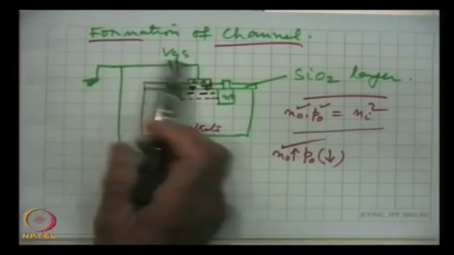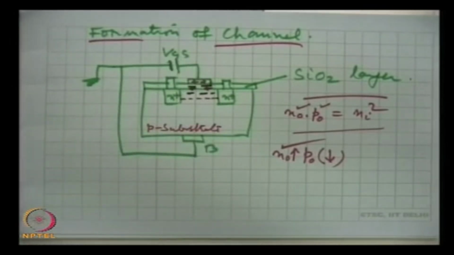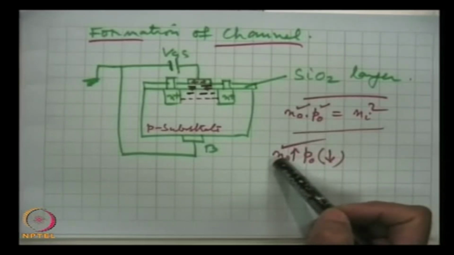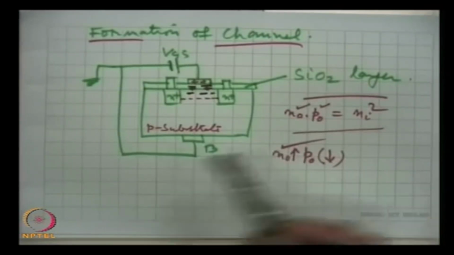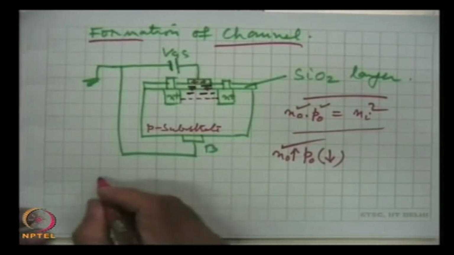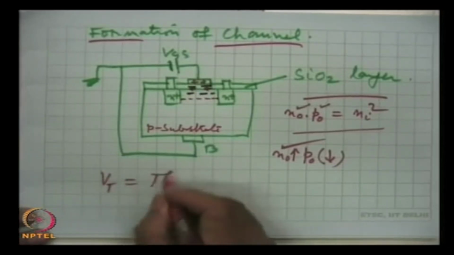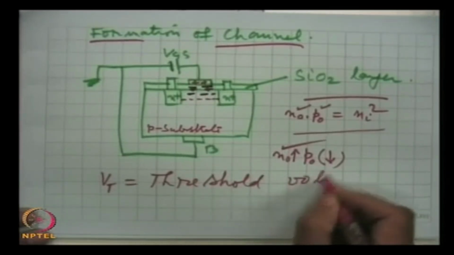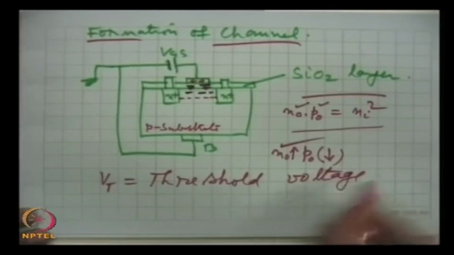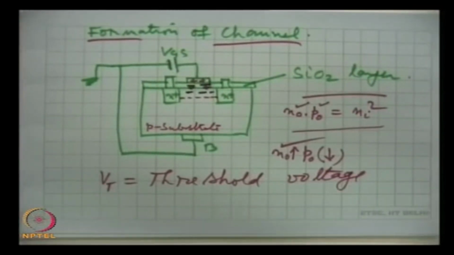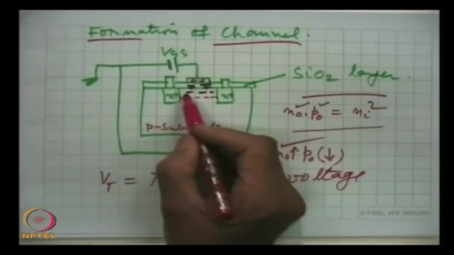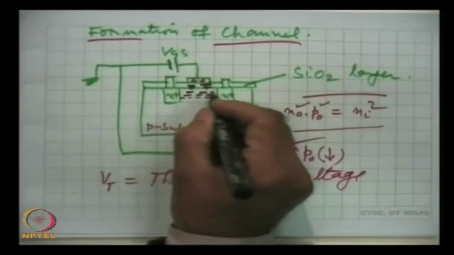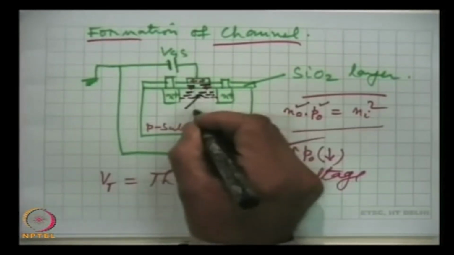If we further increase this voltage, then there is further reduction in holes and further enhancement in the channel, and at a certain voltage, which we call Vt, the threshold voltage, the channel is completely formed. So, this is the channel.